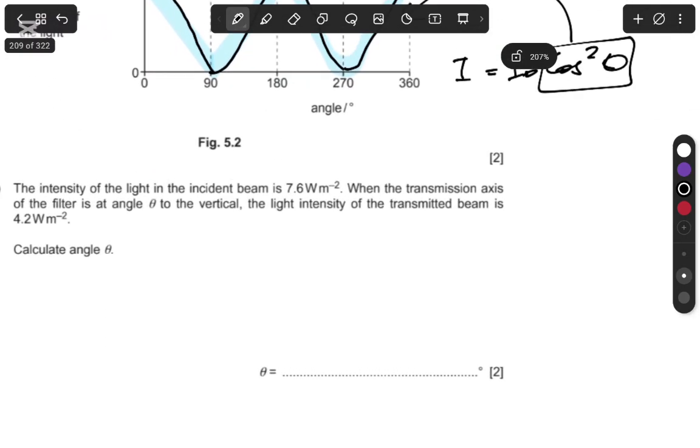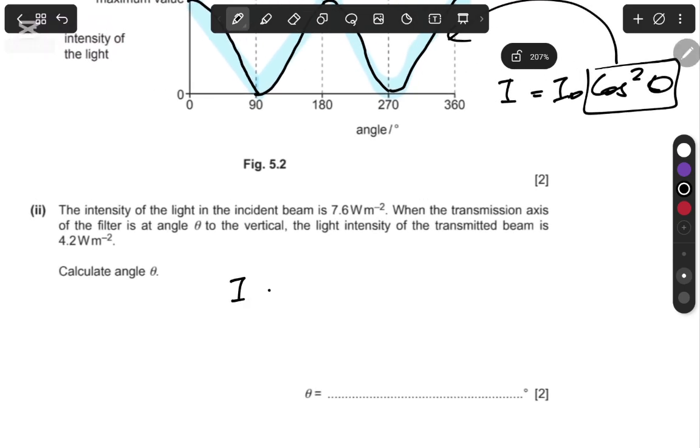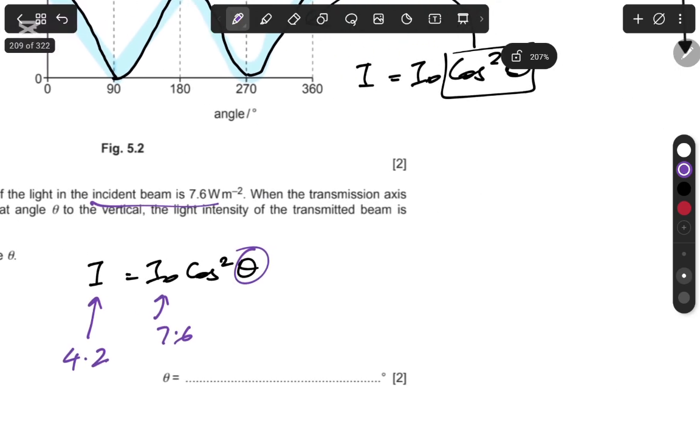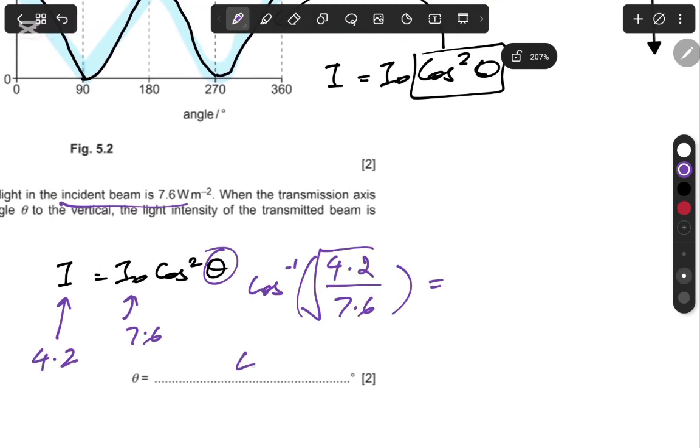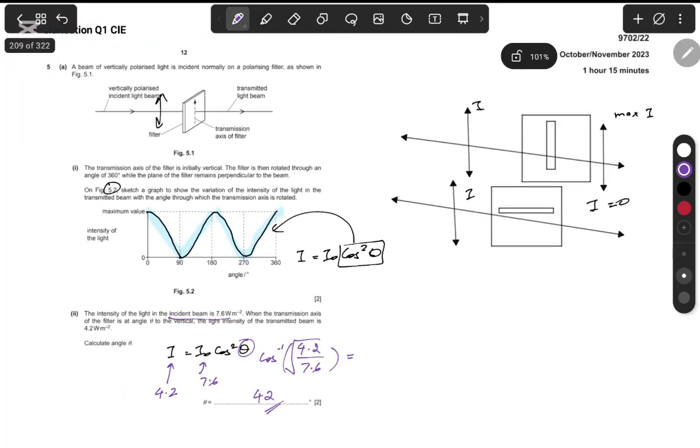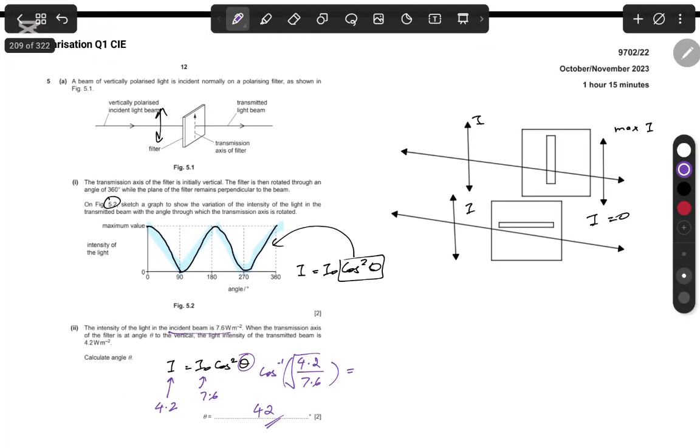The next part is actually really, really easy. Just use the equation I is equal to I naught cos squared theta. Here, the intensity of the incident beam is going to be 7.6. The transmitted beam intensity is 4.2. And we're supposed to find theta. So let's just solve that. Once you solve that, you should get an answer of 42 degrees. Okay, so I hope that's clear. And yeah, that was the answer.